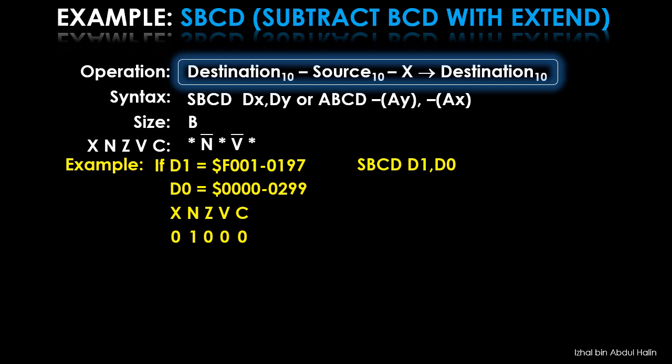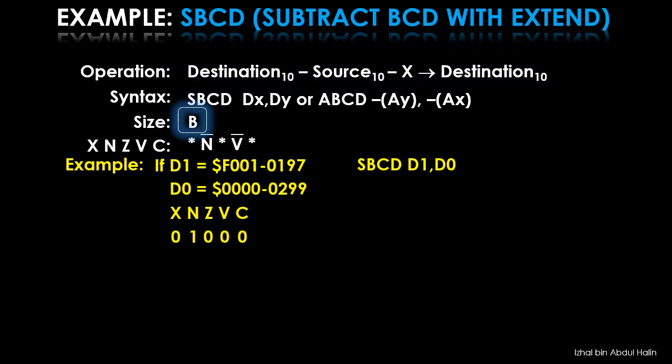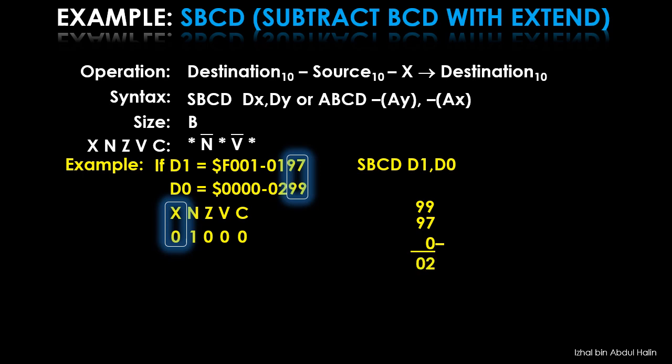Since the default operand size is .b, only the lower bytes of the operands and the X flag value are involved in the SBCD operation. Therefore, we have 99 minus 97 minus 0, which results in 02. Note that we did not require a borrow for our subtraction. Thus, the C and X flag are reset to 0, moreover, the result is a positive non-zero number. Hence the Z flag is reset to 0.